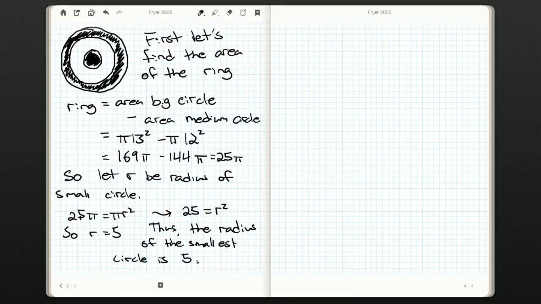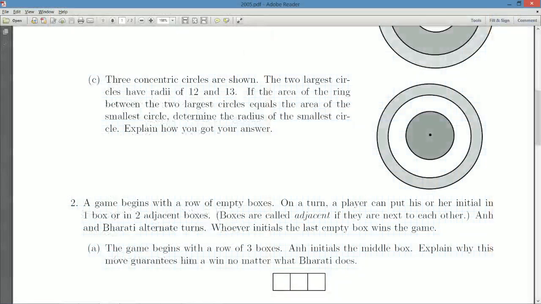And we have a little statement there at the end, thus the radius of the smallest circle is 5. And I think that's all we were asked for, but we just double check. Determine the radius of the smallest circle, there we go. We figured it out. First we calculated the area of that ring, 13 squared minus 12 squared, all times pi. And then we set that equal to pi r squared. 25 was equal to r squared, we got r.